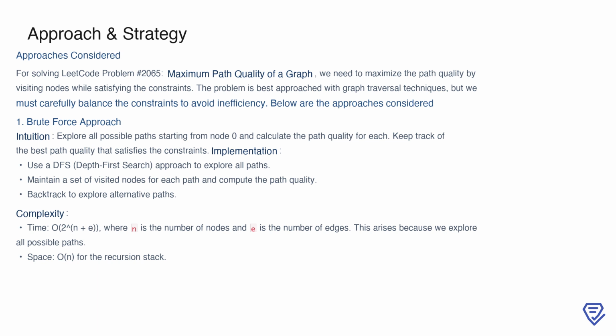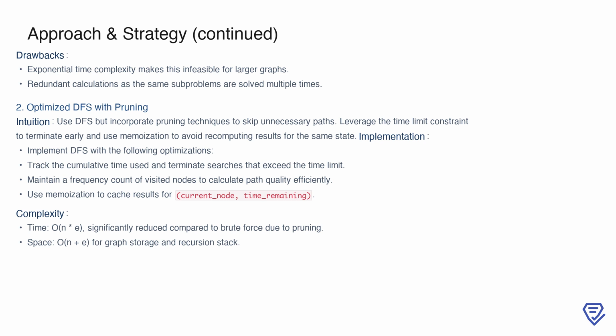However, this approach is computationally expensive. The time complexity grows exponentially, as we would need to examine every possible path, making it infeasible for larger graphs. Additionally, the space complexity is linear due to the recursion stack used during the DFS traversal. The major drawback of the brute force approach is its inefficiency. The exponential time complexity means it quickly becomes impractical as the graph scales, and redundant calculations further exacerbate the problem.